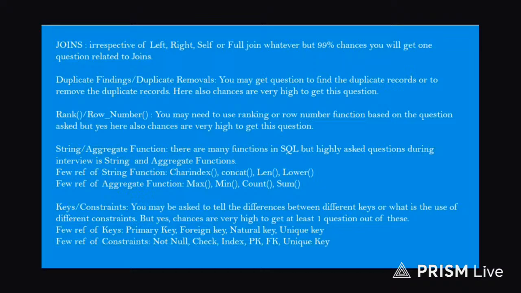Irrespective of left, right, self or full join, whatever, there is a 99% chance you will get one question related to joins. The second one is duplicate finding or duplicate removal. You may get questions to find the duplicate records or to remove the duplicate records. Here also chances are very high to get this question. The third one is rank or row number function. You may need to use a ranking or row number function based on the question asked. But yes, here also chances are very high to get this question.